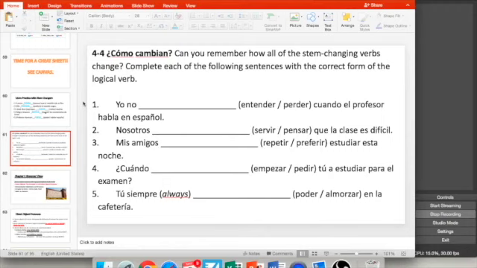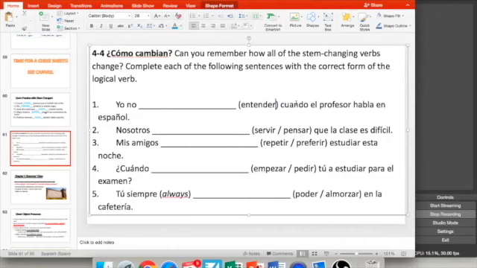So I do not understand when the professor talks in Spanish, or I do not lose when the professor talks in Spanish. Obviously, entender, to understand, is our better option. We can cross out perder. We need to know what kind of stem change the verb entender has. If you consult your handy-dandy cheat sheet, you know that entender has a stem change from E to IE.